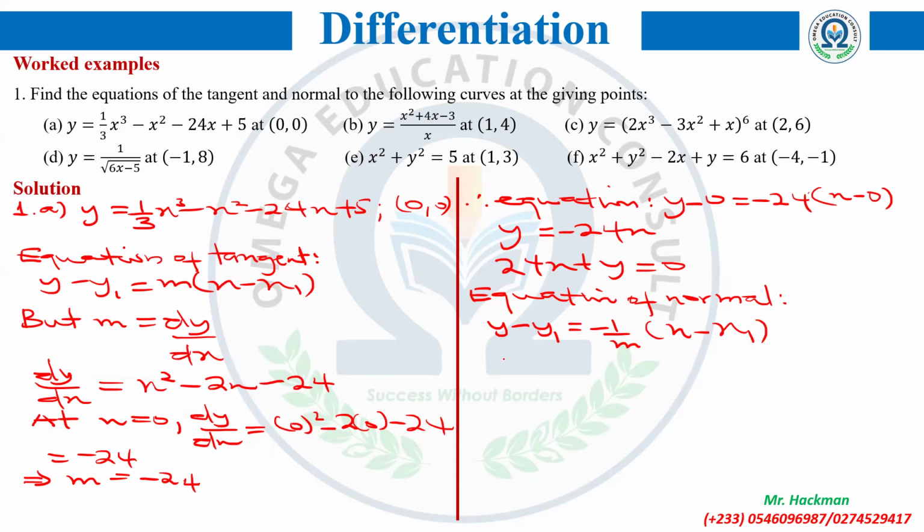Again, here you have only 1 point, so you just go and substitute. This implies that you know your m, you know your x sub 1, y sub 1. So y minus 0 is equal to minus 1 over your m, which is minus 24, into x minus x sub 1, which is 0. So what do we have? Here we are going to get y to be equal to, this will cancel, so you have positive, so you are going to get x over 24. My professors, are you with me?